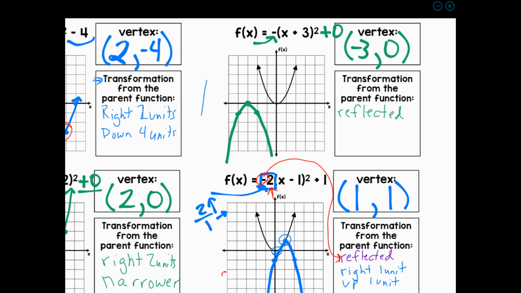So it reflected, and then how did it move? Well, it stayed the same. It moved left 3 units, and then it got reflected. And it reflected, and that's it. And that's the end of our notes, and that's the end of our unit.